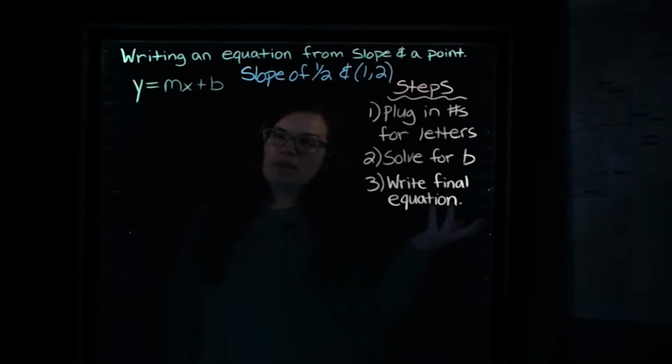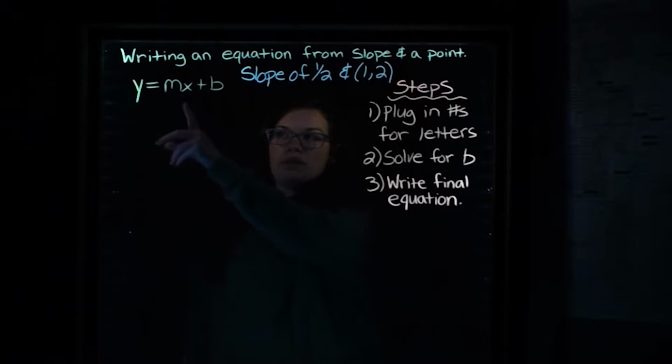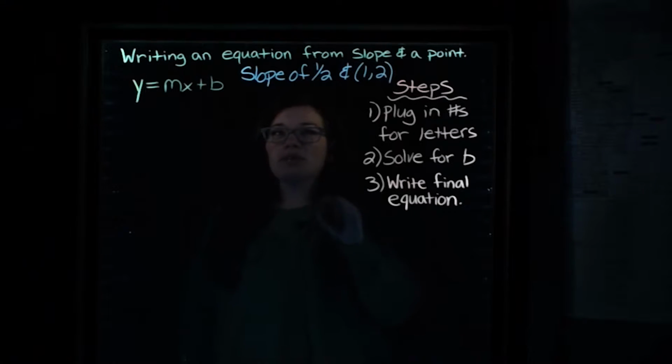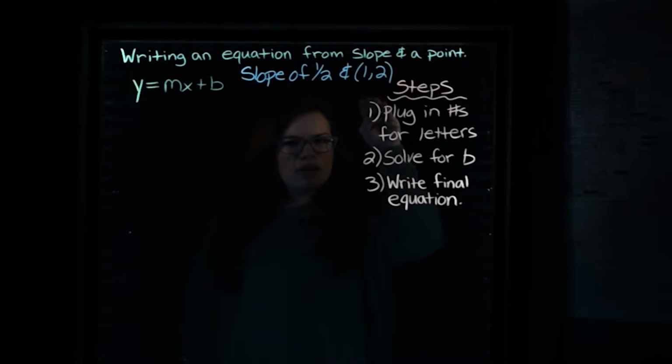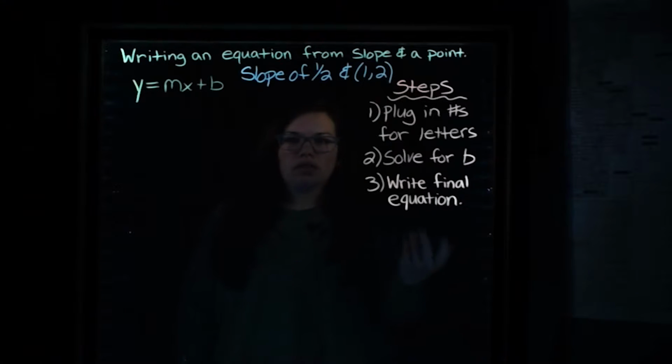Welcome back. Today we're looking at writing our slope-intercept equation, y equals mx plus b. But this time we're only given a slope and a coordinate pair. So let's go ahead and see how to do this. There's 3 steps to this.